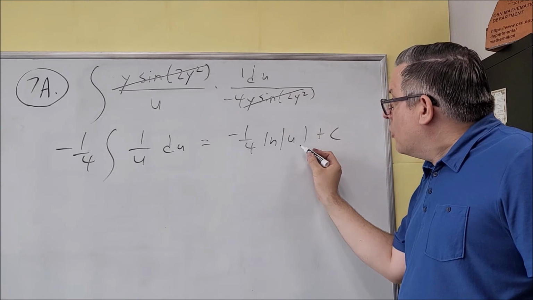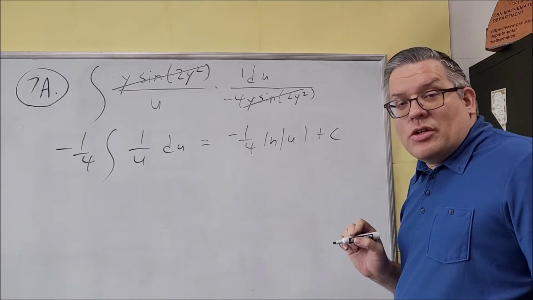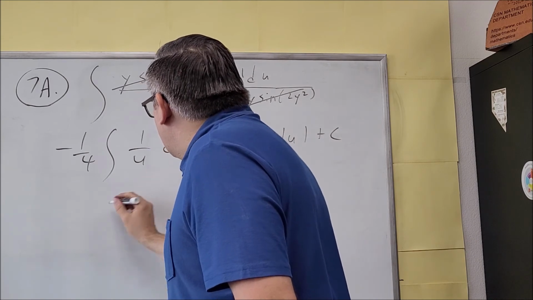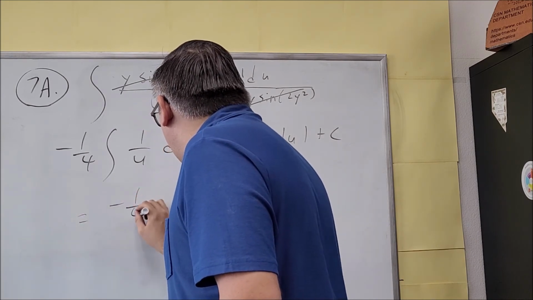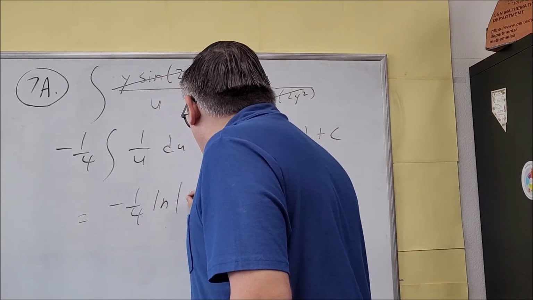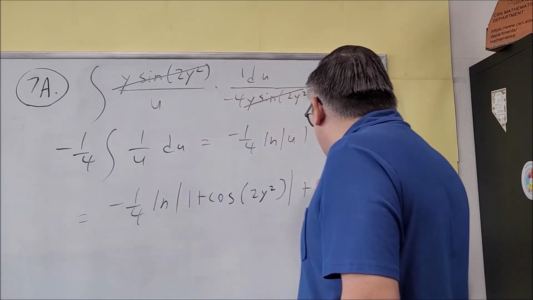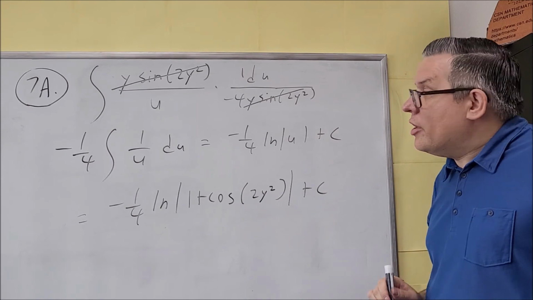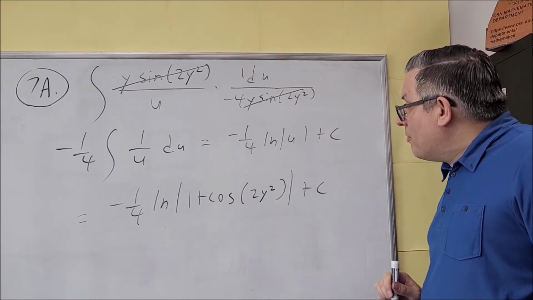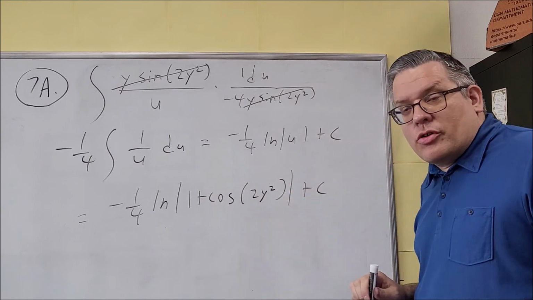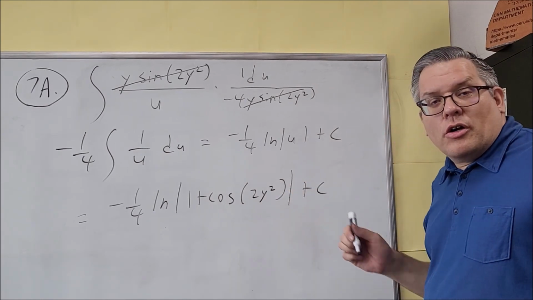Now we're almost done. We have to just now replace the u by what we originally said for that. And so for this one, your whole answer is going to be negative 1/4 ln of 1 plus cosine 2y squared, plus c. That was our original u that we had from the beginning. And now we put that in there and we have the correct variable in there, the y squared. So that's going to be our correct answer.